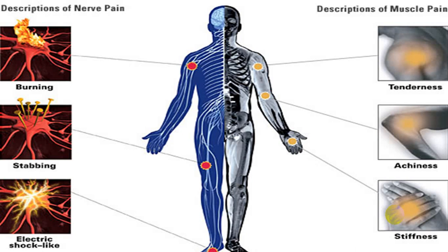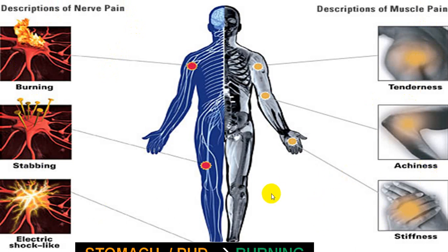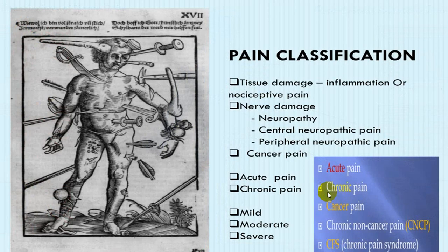Also it can be classified depending upon the different characters of the pain: burning, stabbing, electric shock like, tenderness, aching pain, stiffness. You can have pain because of a stomach or duodenal ulcer, which is burning in character, or you can have small and large bowel pain in the form of a colic. In ureteric colic, with a ureteric stone, you will have what is described as renal colic. Acute MI will have a typical presentation like heaviness or a suffocating sensation, etc.